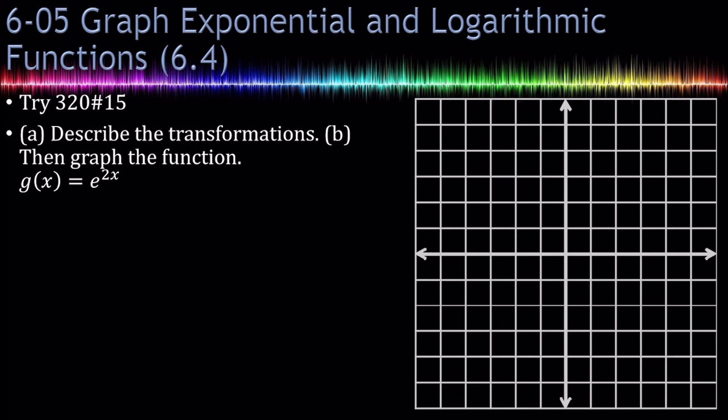All right, for our transformations, the only thing we have is the 2. So that is c, since it's multiplied in the exponent, it's a horizontal shrink by 1/2. So it's going to be half as wide.